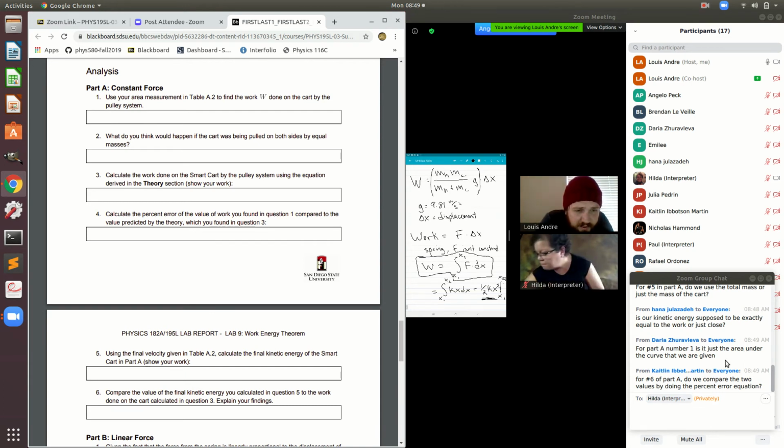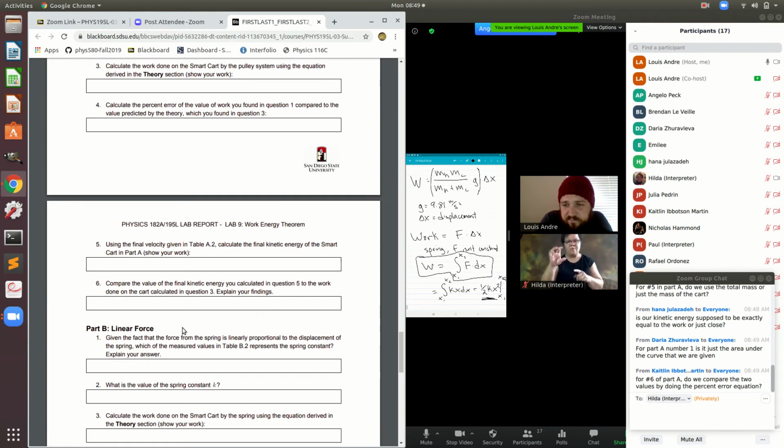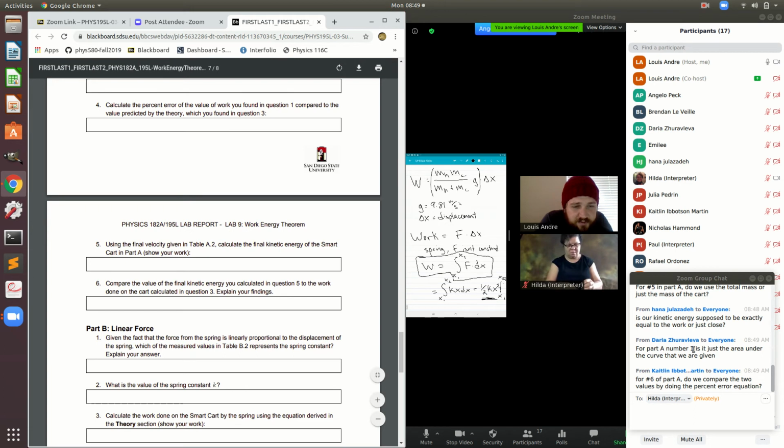For part A, number 1, is it just the area? Yes, exactly. It's just the area under the curve again. That's all it is. Number 6 of part A: do we compare the two values by doing the percent error?